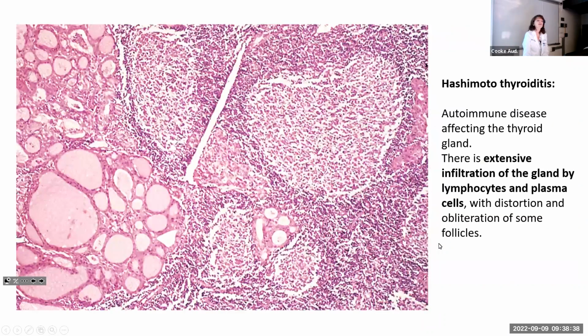Here's an example of Hashimoto thyroiditis. On the left side, you see the normal thyroid tissue with the follicles. On the right side, you will see extensive infiltration of the gland by these inflammatory cells, by lymphocytes and plasma cells, with distortion, destruction, obliteration of some follicles.